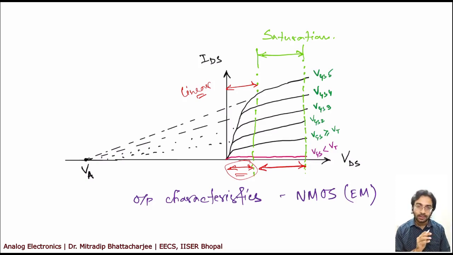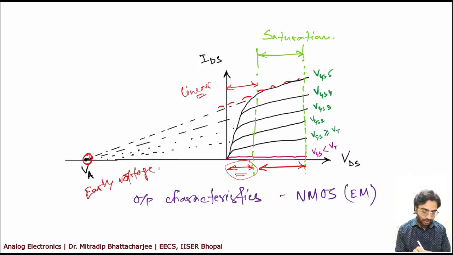Now similar to the bipolar device, if you extend this towards negative VDS axis, it will touch on VA in the VDS axis, which is known as early voltage, which is similar to BJT. However, remember there is no early effect in MOSFET. It's just a symbolic kind of thing. As we have seen in BJT, VA is the early voltage, so we call VA the early voltage for MOSFET, but there is no early effect as such in MOSFET.